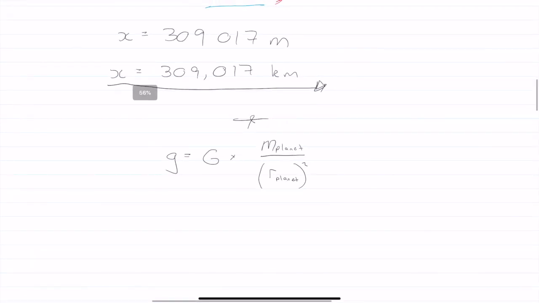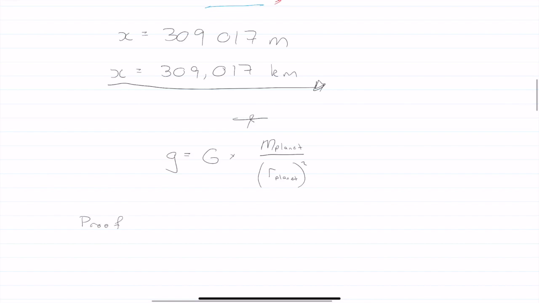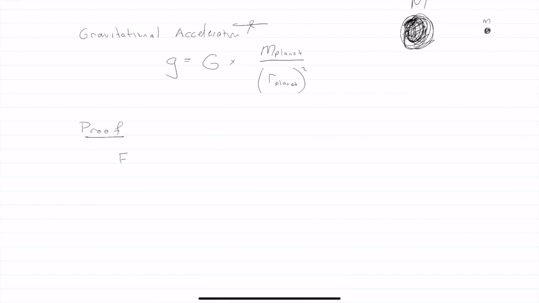It's kind of like a proof. So if I have some big planet and some small mass, this is my planet, and this is where I want to calculate the gravitational acceleration. I'm going to label this thing big M, and my small mass is just mass m. So from Newton's laws, we know that F is equal to G, big M, small m, over the distance between them squared.